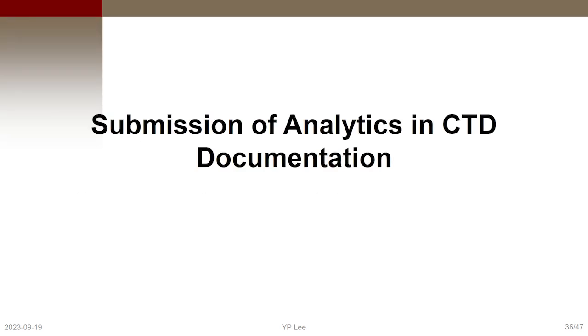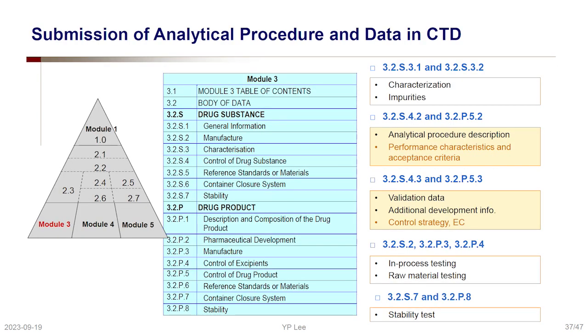And I also want to talk about the submission. The analytical method related information need to be included into the CTD. And of the CTD sections, there are certain areas or the sections where this analytical procedure and data need to be included. This is the CTD structure. I think you know it quite well. And from the quality area, S for the drug substance, P is for the drug product. For analytical procedures, S.4.2, P.5.2, S.4.3, P.5.3. The yellow boxes are for the analytical method description.